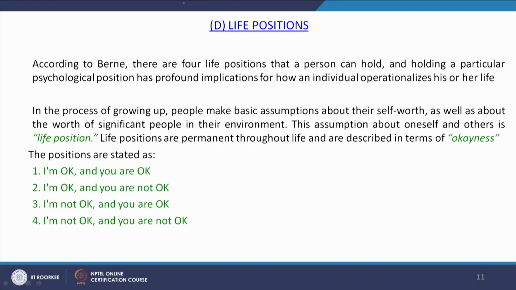So, according to Eric Berne, 4 life positions have been identified: I am okay, you are okay; I am okay, you are not okay; I am not okay, you are okay; and last, I am not okay and you are not okay. All the 4 life positions are completely based on lifetime experiences from childhood to the present, and these positions are permanent because they are the positions from which the person communicates any message to the other person based on the type of transaction and strokes.